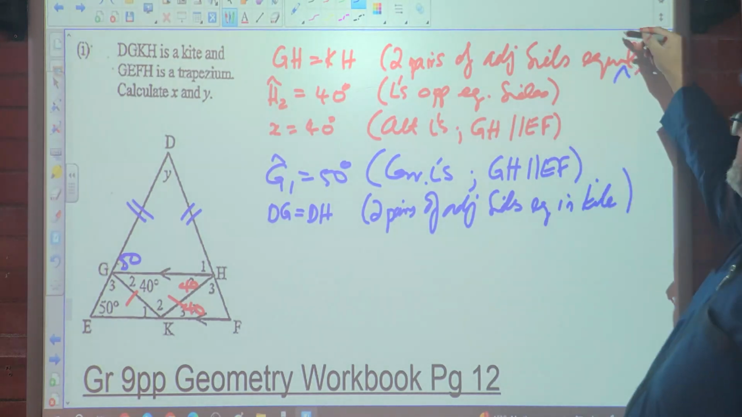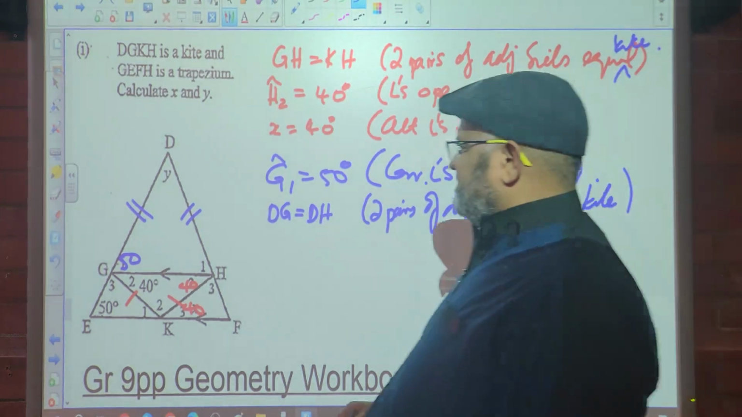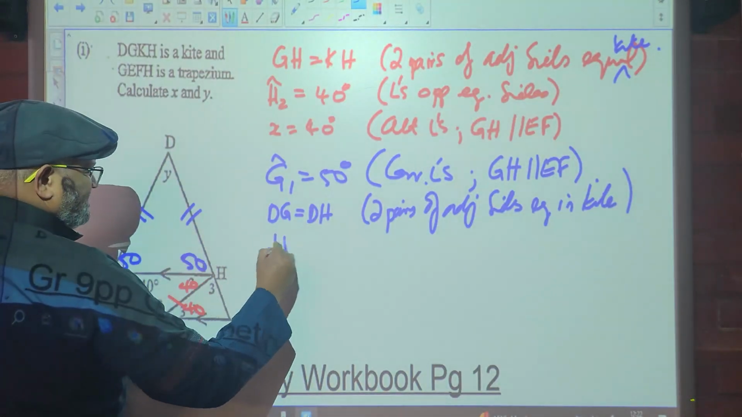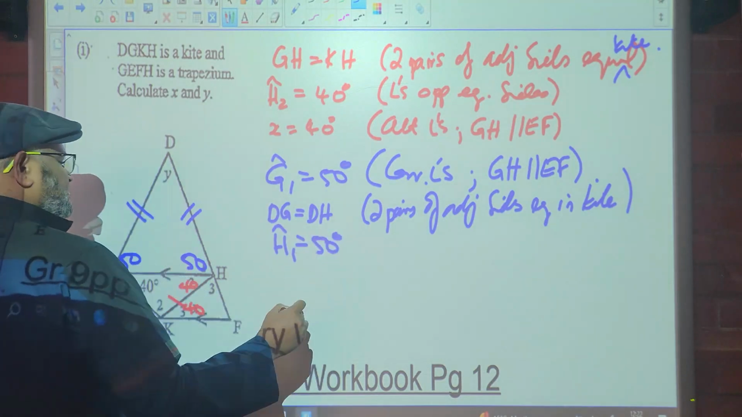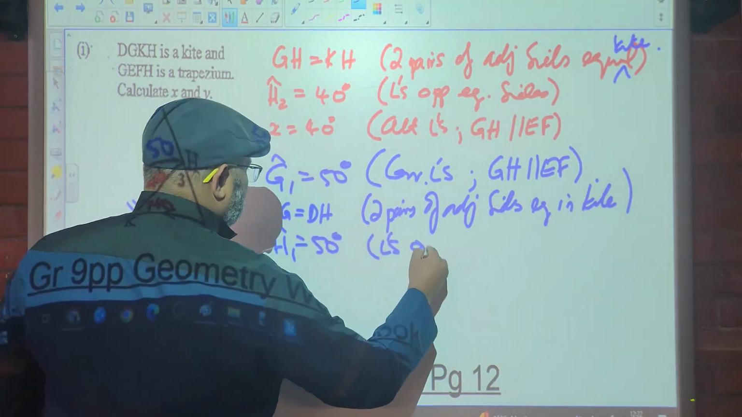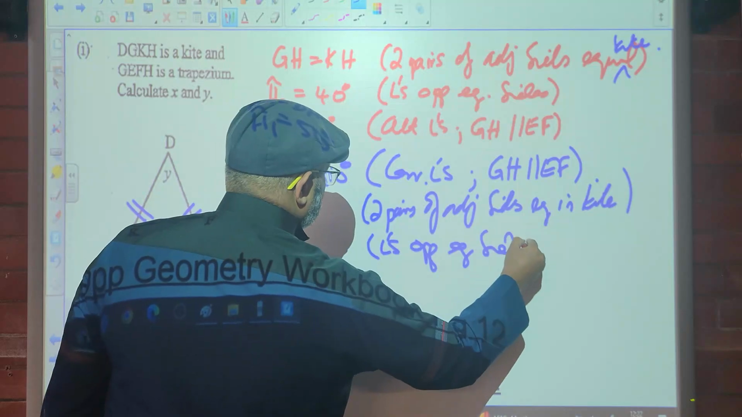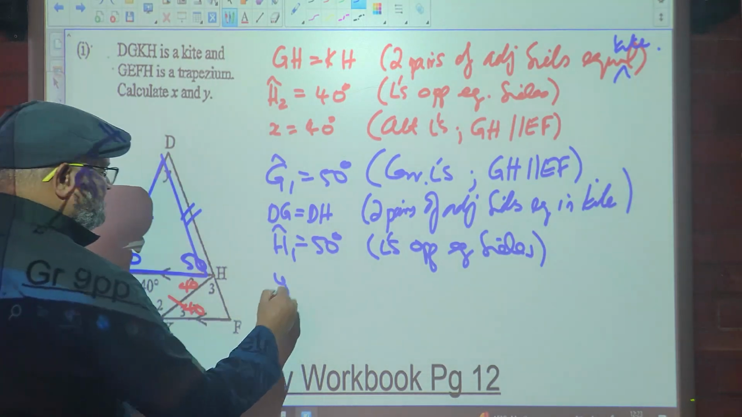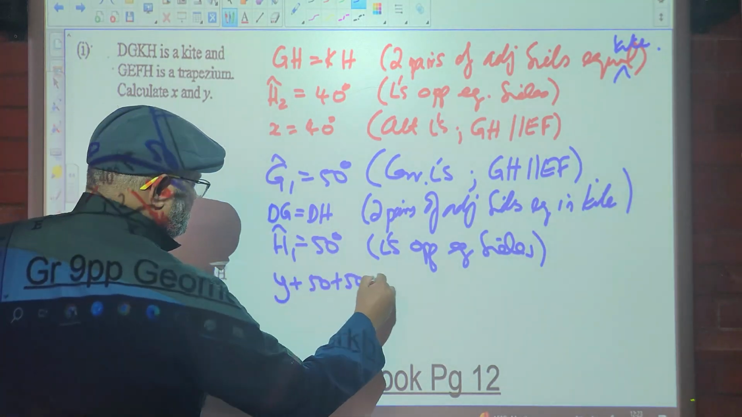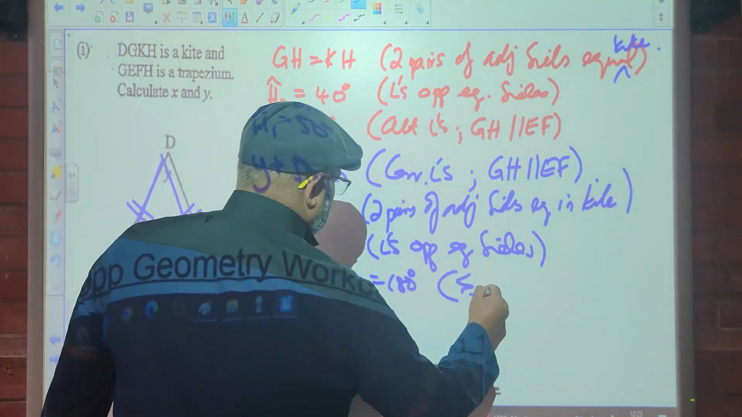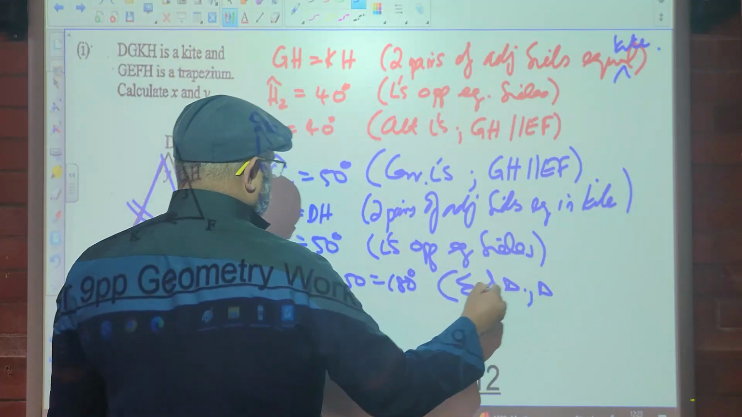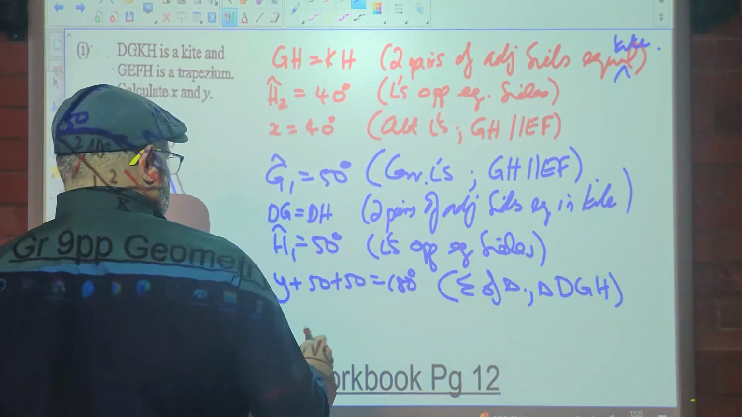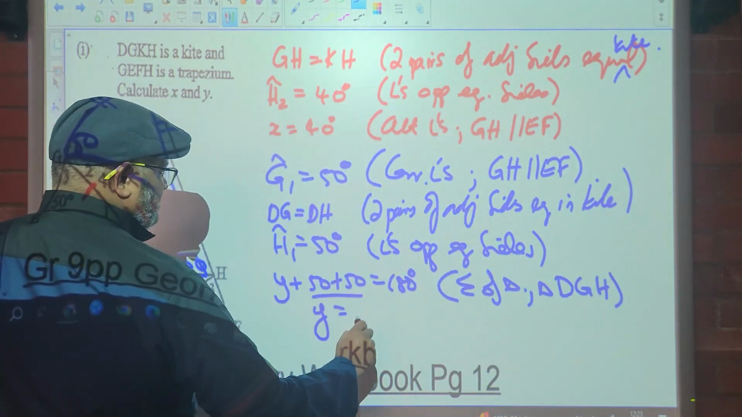I forgot to mention here, kite. Okay? Which makes H1 50. It's 50 degrees. Why? Angles opposite equal sides. Then we say summing triangle. So y plus 50 plus 50 is equal to 180. Summing triangles in this triangle DGH. So y works out to be 80.